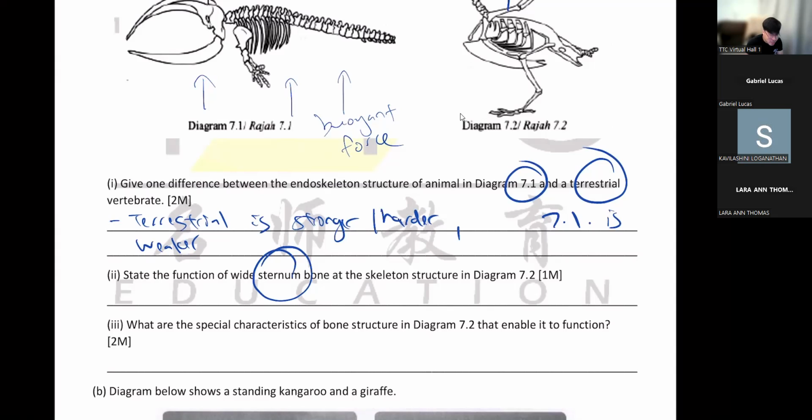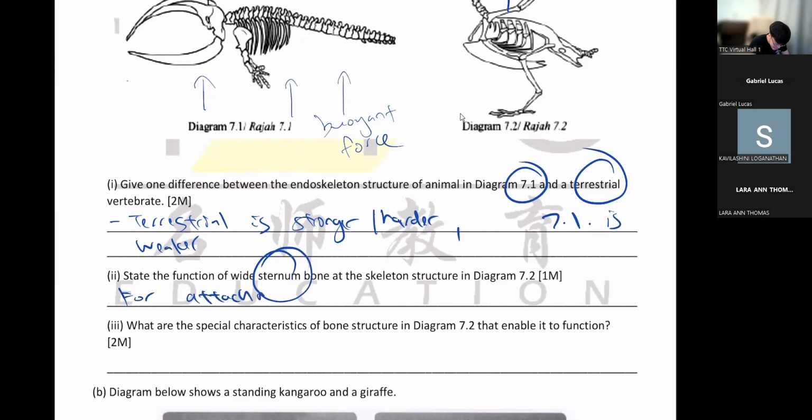Okay, so what is the sternum bone for? Muscles, they need to attach to a bone, right? So why do they need a big sternum bone? Because they have a big chest muscle. So this is for the attachment of your pectoral muscle.